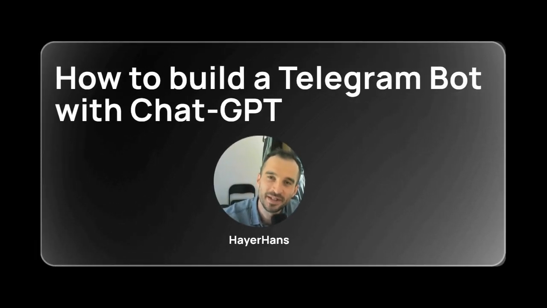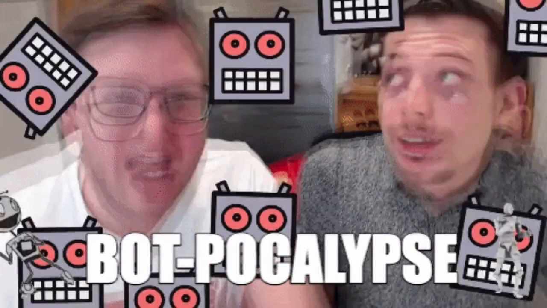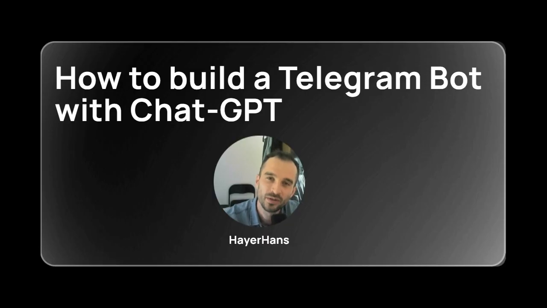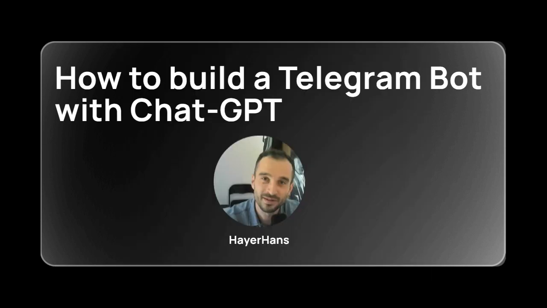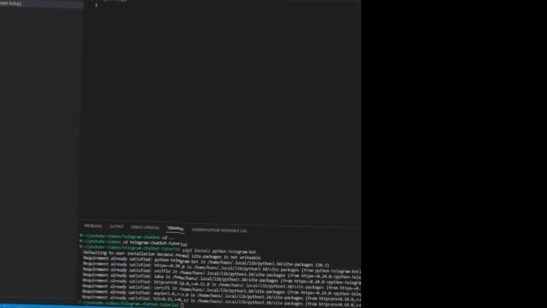Hello everyone, my name is Hans and today I will show you how you can build a Telegram bot with a ChatGPT integration. What we are going to need is VS Code or any other IDE, Python and an account on OpenAI. So let's do this!